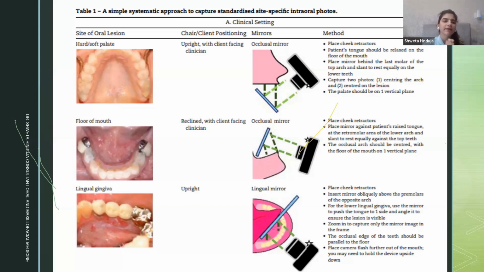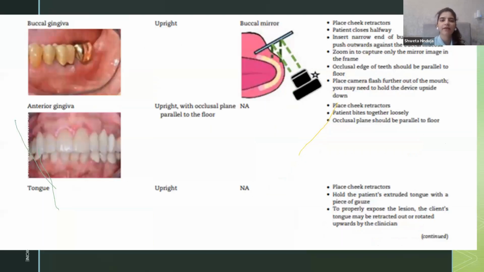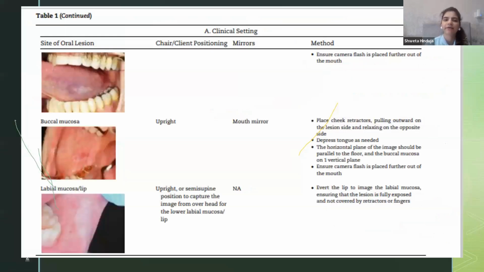So this is highlighting the pictures of the hard and the soft palate, floor of the mouth, lingual gingiva. Then we have the buccal gingiva, and the posterior part of the buccal mucosa, how we retract with the tongue retractor, and then we can take a picture like this. And then we have anterior gingiva and the tongue as well. So you place the retractors, extrude the tongue with the help of a gauze, and expose the lesion. So this will give you a better picture, and communication with the referring practitioner is very easy.